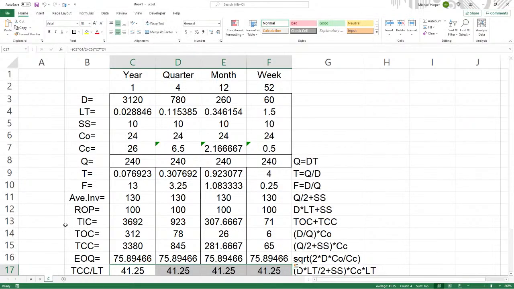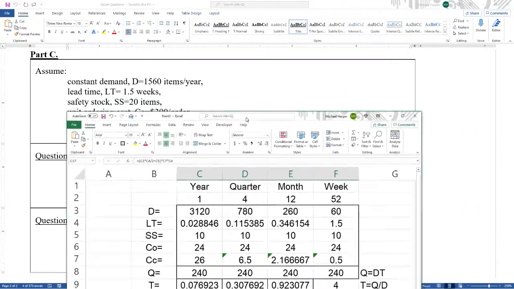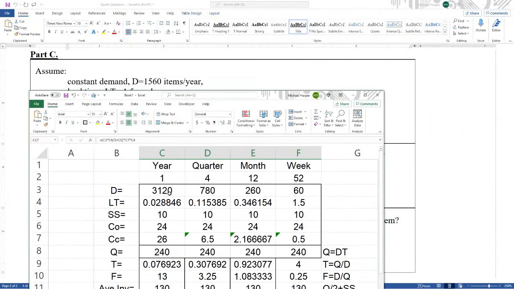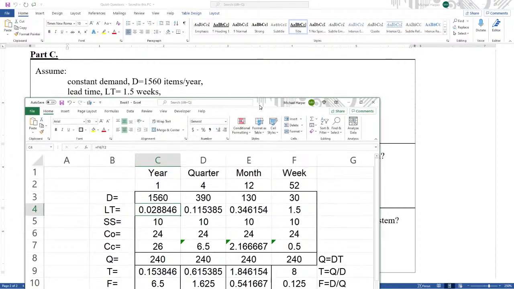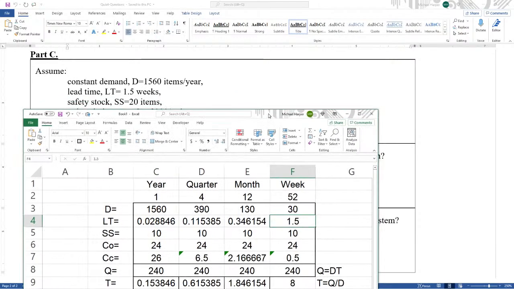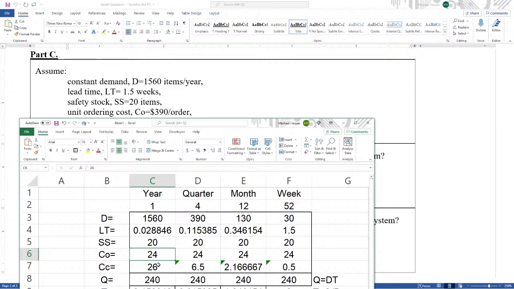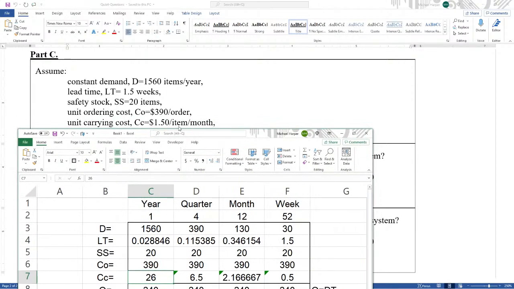part C. First of all, our demand is 1560 items a year. So let's go 1560. Let's see if this changes everything. It changes everything. Good. Then our lead time is 1.5 weeks. We got it. Safety stock is 20. Got it. The ordering cost is $3.90 per order. This right here is $3.90. And then the carrying cost is $1.50 per item per month.